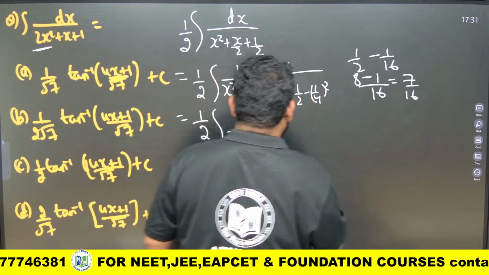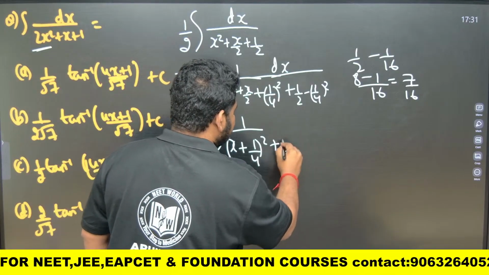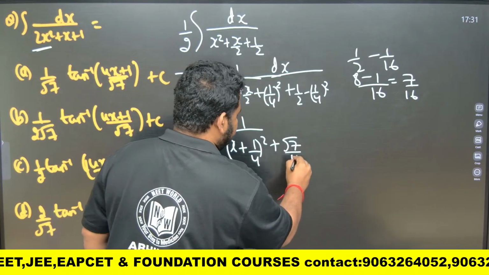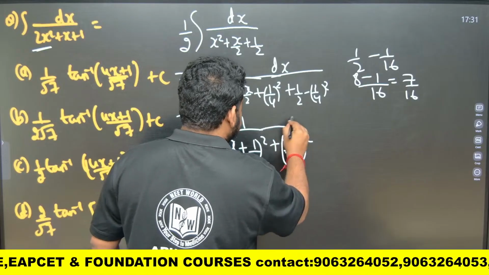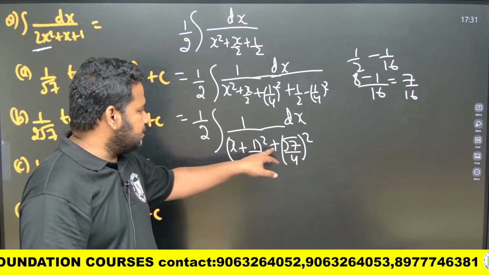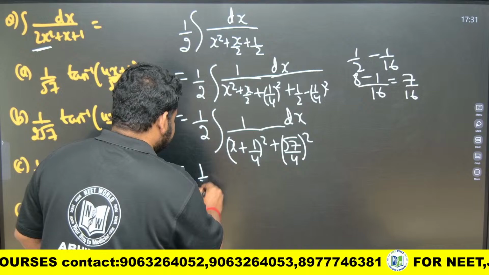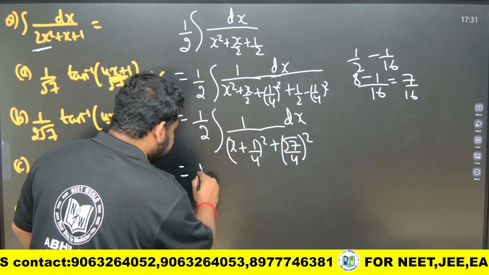Or I can write it as plus square root of 7 by 16, which is root 7 by 4, whole square dx. This is what I got: x plus 1 by 4 whole square plus root 7 by 4 whole square. So this is of which form?